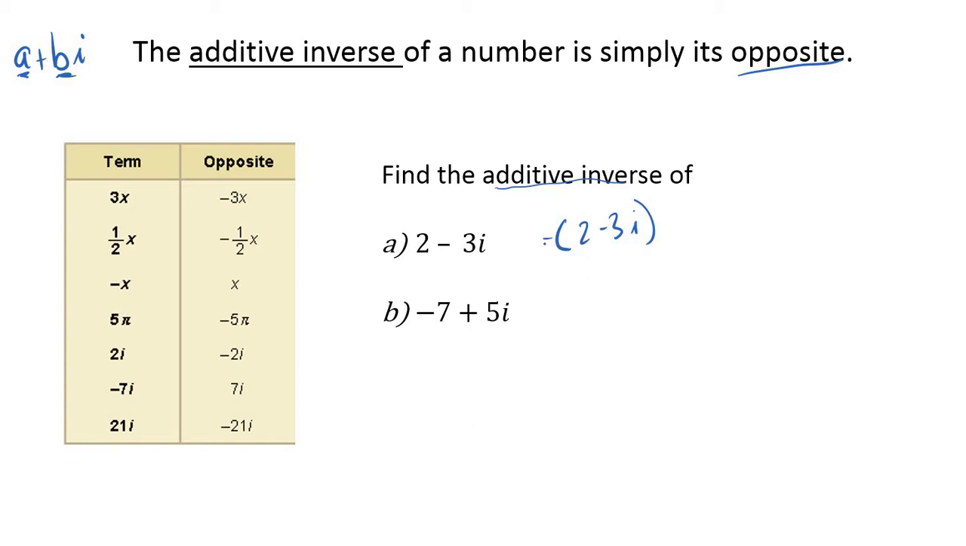of that number. Notice I put in parentheses. You want to take that negative all the way through. So this would be negative 2 plus 3i. Notice you just changed both of those signs. This one, can you see what we're doing? It would simply be 7 minus 5i. So those are pretty straightforward.